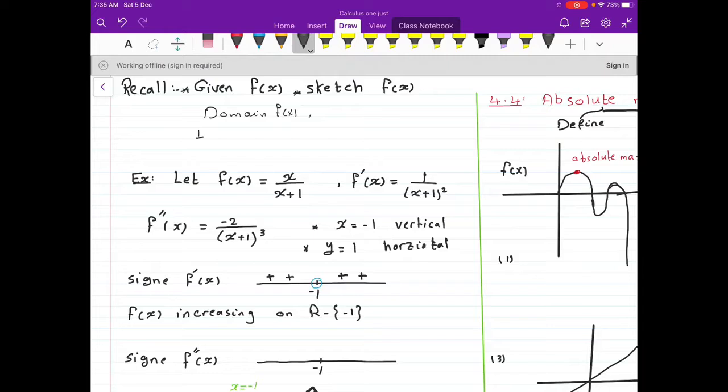And then you find the intervals of increasing, decreasing, and the critical points. وهدول من خلال ال first derivative. And you must find the intervals of concavity.